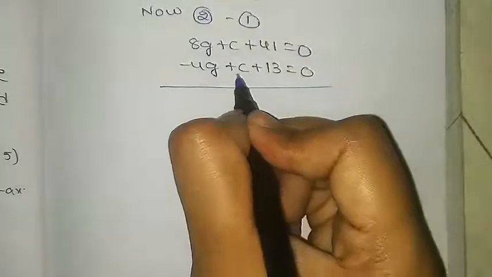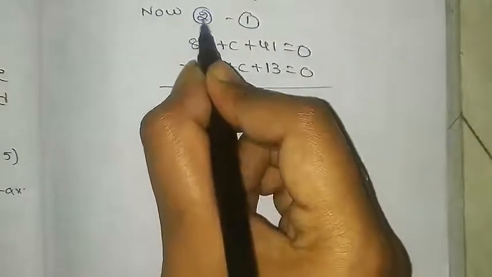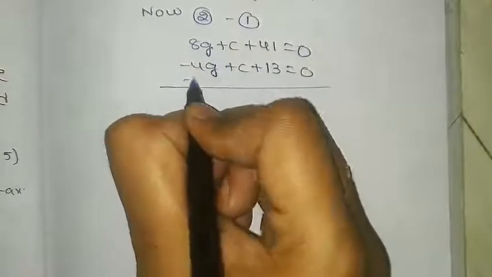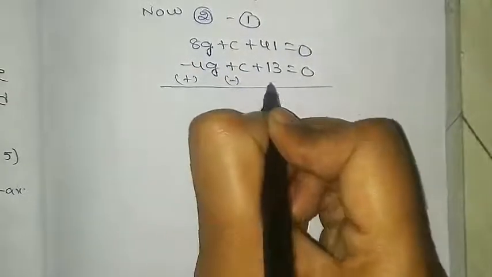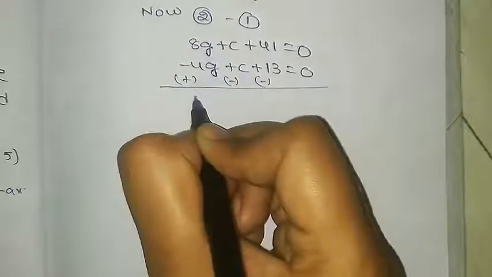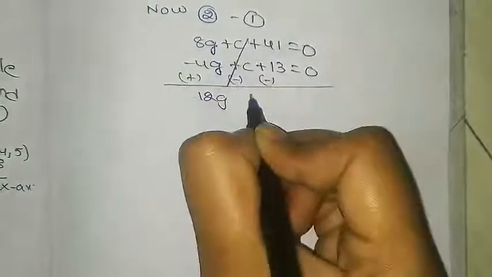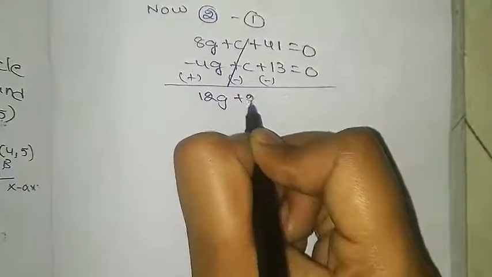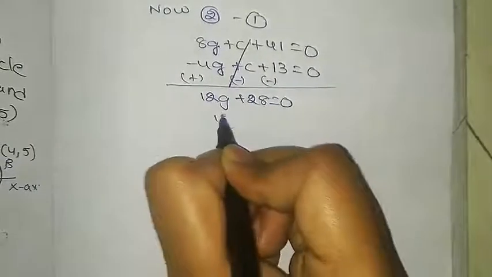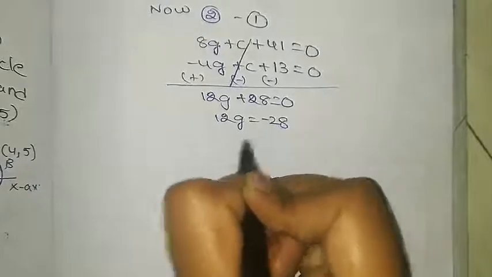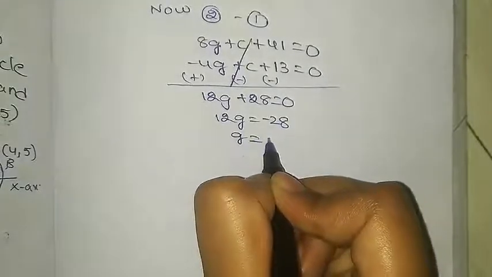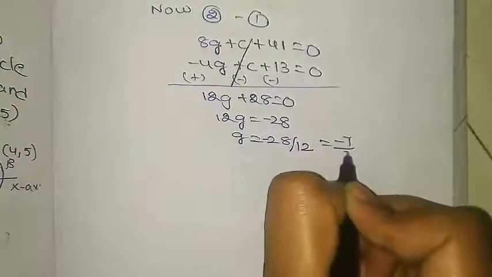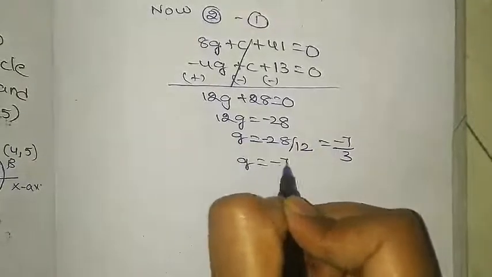To get the g value, we have to subtract equation 2 minus equation 1. This is equation 2, this is equation 1. Signs change when we subtract. So 12g, these 2 will cancel. So that is equal to plus 28 is equal to 0. 12g is equal to minus 28. G is equal to minus 28 by 12, that is equal to minus 7 by 3. So g value is minus 7 by 3.